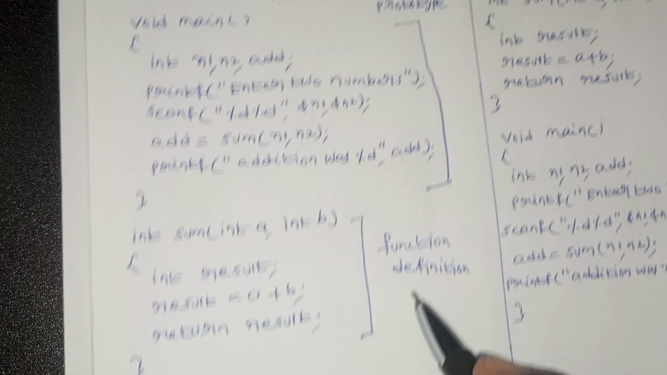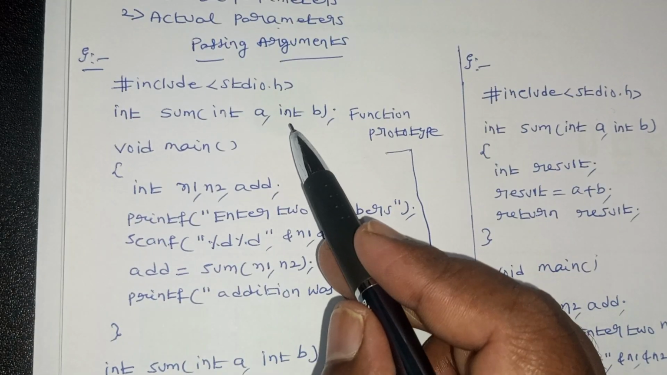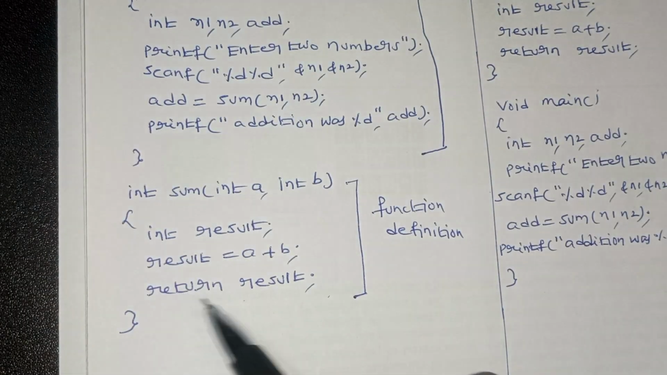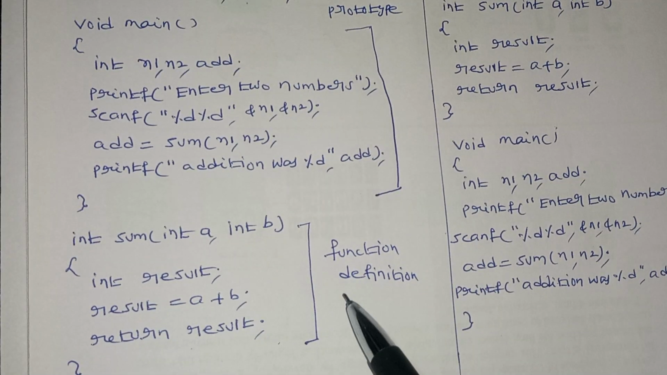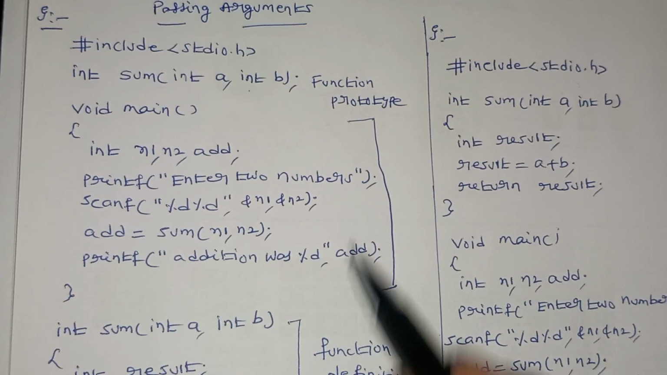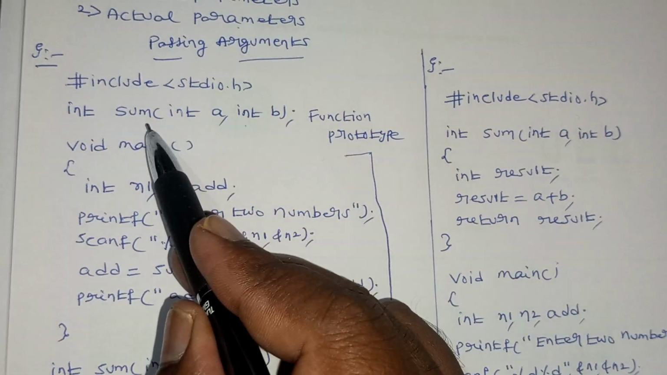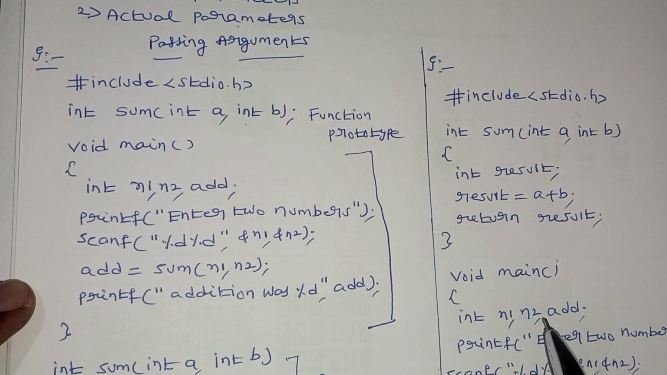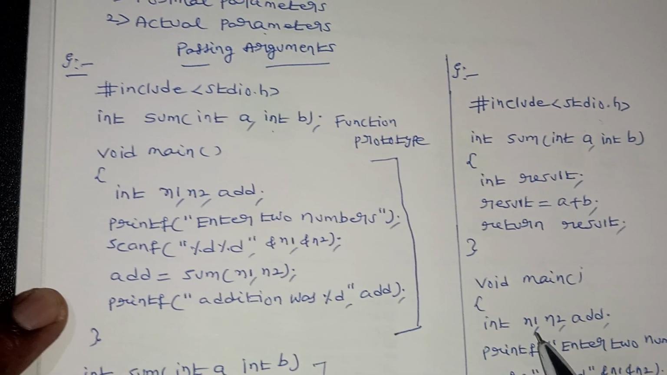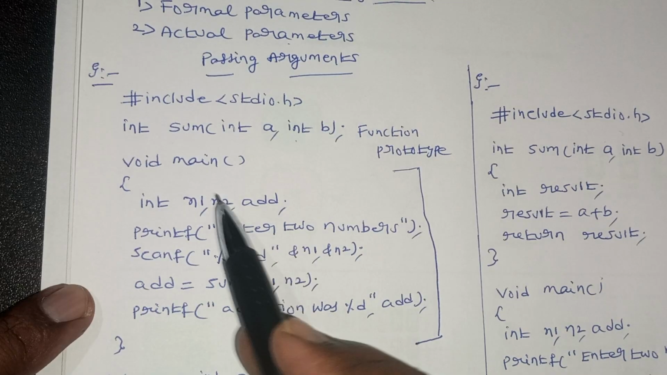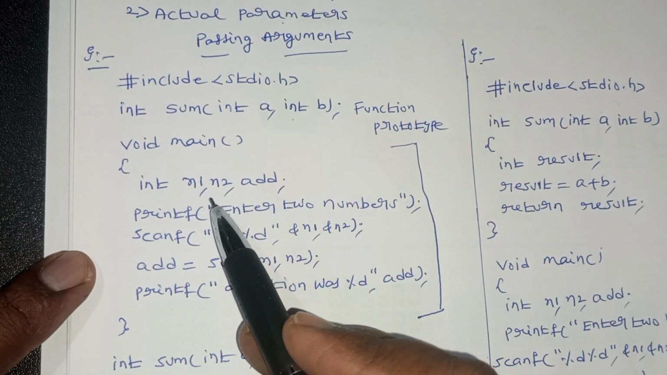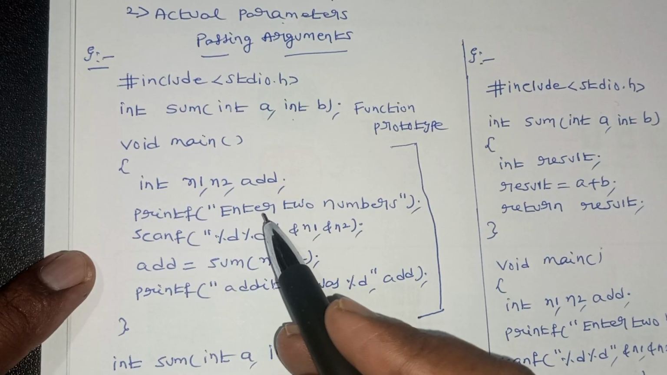So those are the three parts. One is the function prototype, this is the main function, and this is the user defined function. When you speak technically, it is the function definition, this is called the calling function, and this is called the function prototype. Now what is our main concept? What are the parameters, what are the arguments? Main is mandatory, with n1, n2, and add. These are three integer variables.